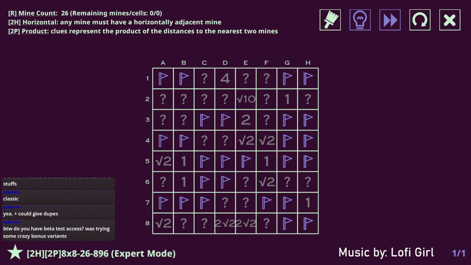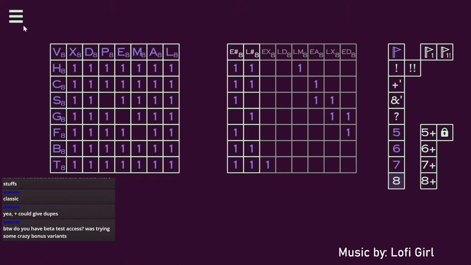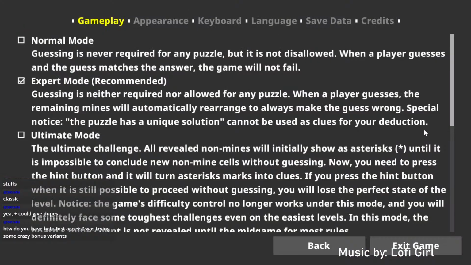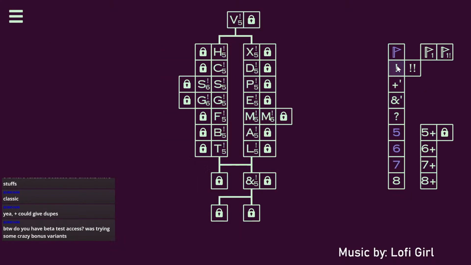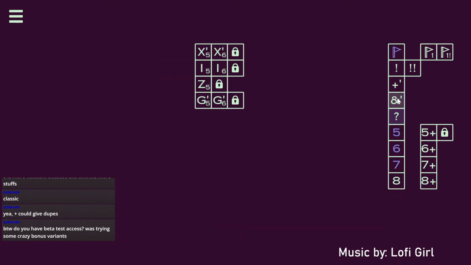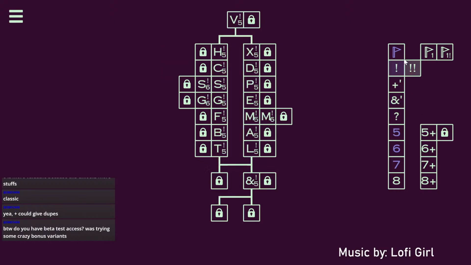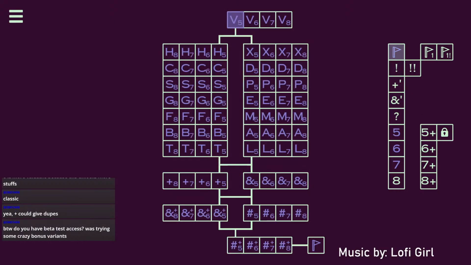By the way, do you have beta test access? Was trying some crazy bonus variants. I don't know actually. Hold on. Where would you find these crazy bonus variants? I don't think I have it. Well, I don't think I have activated it if I do have access.